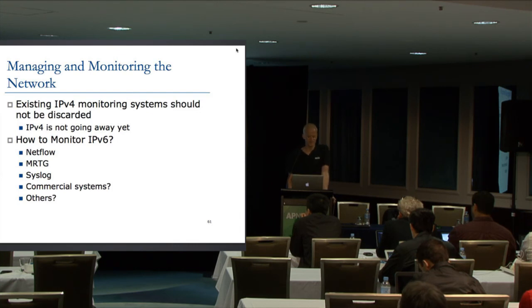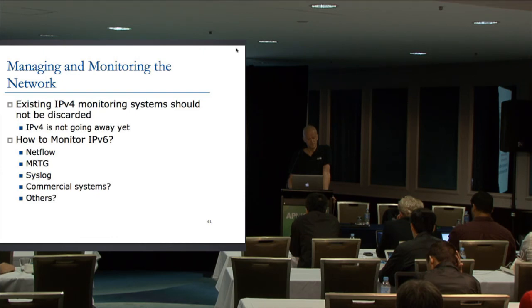We've got all these other things, NetFlow, MRTG. I should update this a little bit. There are others as well. Syslog can dump all things over v6. MRTG can dump over v6. NetFlow has v4 and v6 flow records. There are commercial systems and other public domain systems that you can use that are all able to watch v6.